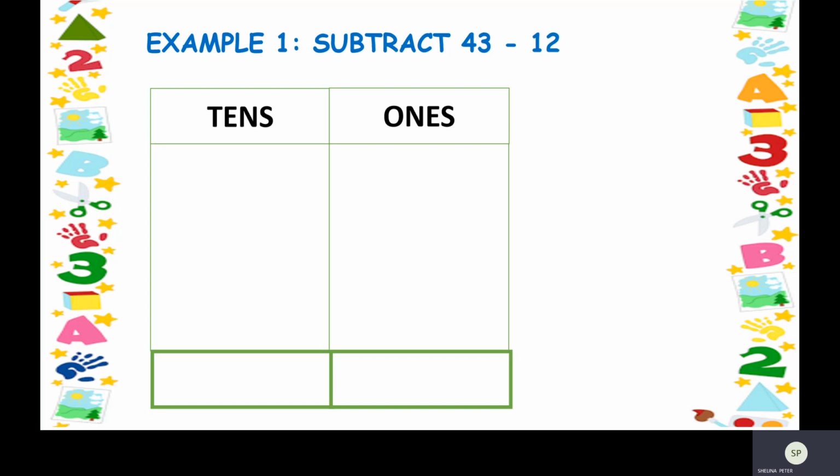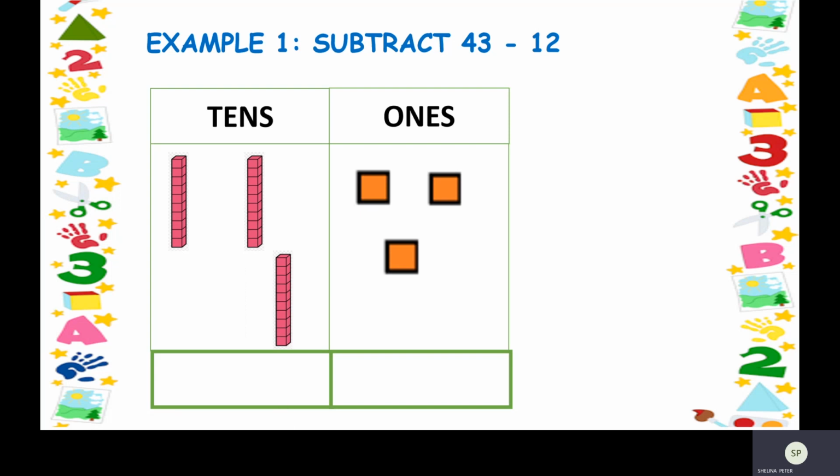Do you remember how to represent the numbers? First, we are going to check the number at ones place. So we have 3 here. So how many blocks will come here? 1, 2, and 3. Now let us go to the tens place. We have 4 over here. So how many blocks will come here? 1, 2, 3, and 4. Now we have represented 43 using the blocks.